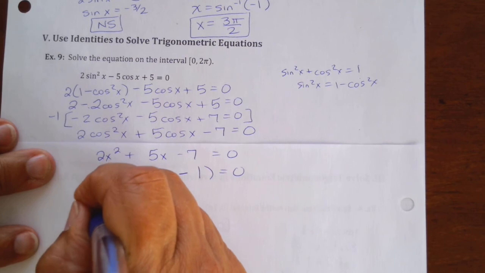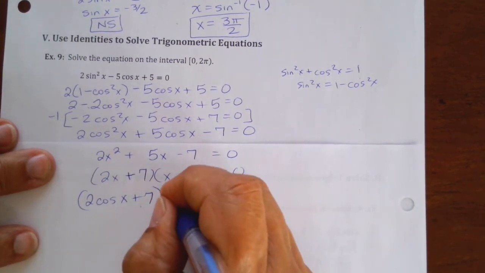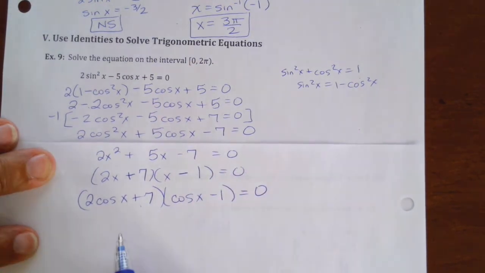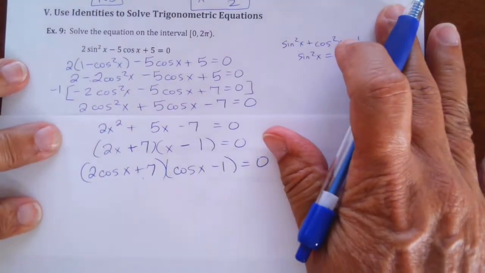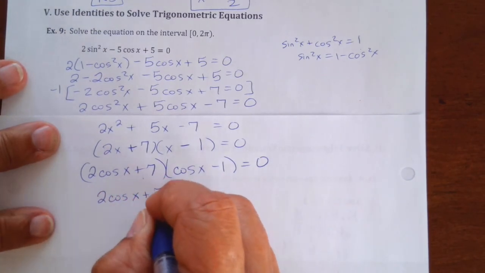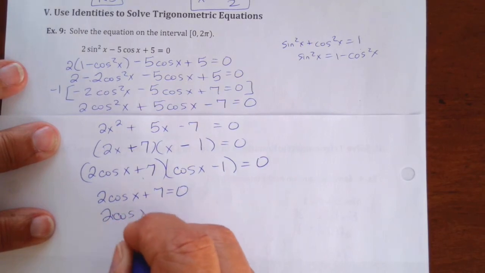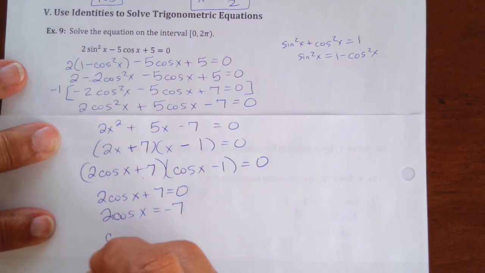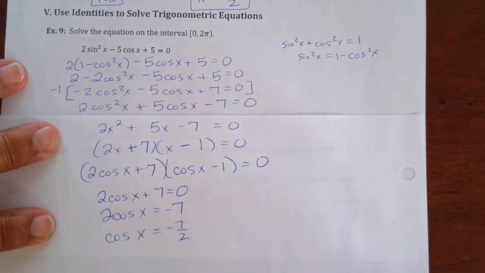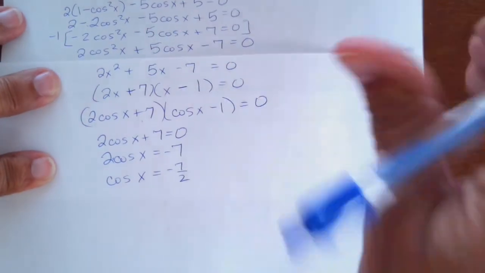So it's 2 cosine of x plus 7, cosine of x minus 1. Same thing's going to happen here when you set each term equal to 0. First one's not going to have an answer, right? Because when you move the 7 over and divide by 2, you can't have a cosine value that's less than negative 1. So that's no solution again.